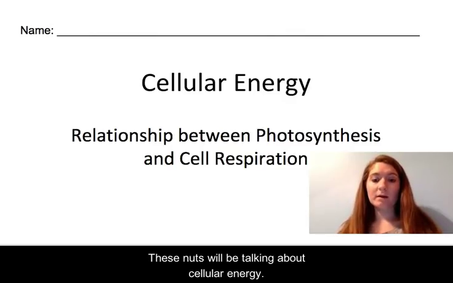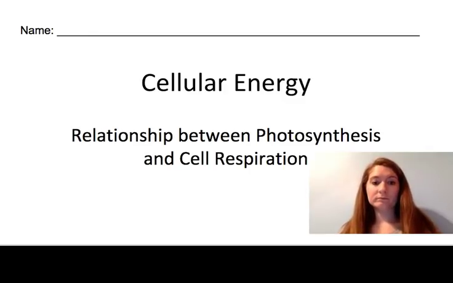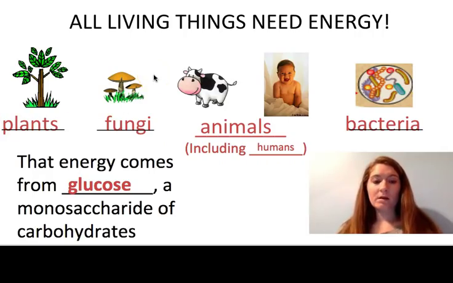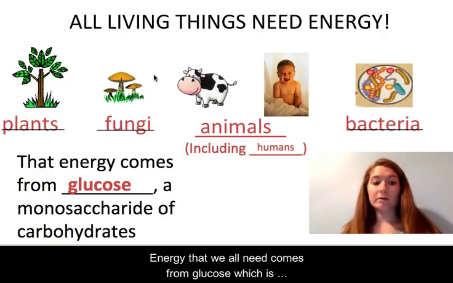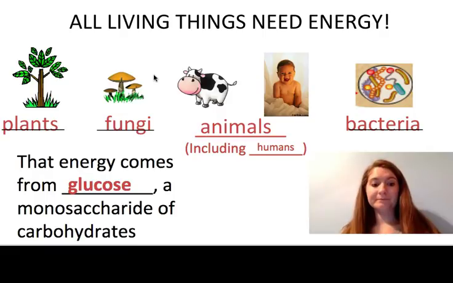In these notes, we will be talking about cellular energy and the relationship between photosynthesis and cellular respiration. All living things need energy. Living things can consist of plants, fungi, which are mushrooms, animals, cows, or including humans, because we are animals, and bacteria. The energy that we all need comes from glucose, which is a type of sugar and is a monosaccharide and a carbohydrate, since carbohydrates are sugars. Your first key word is glucose.